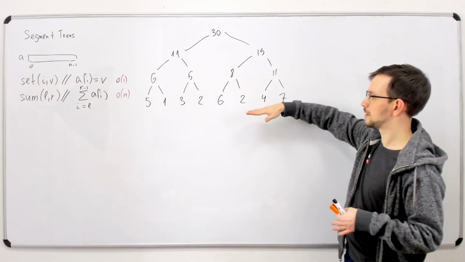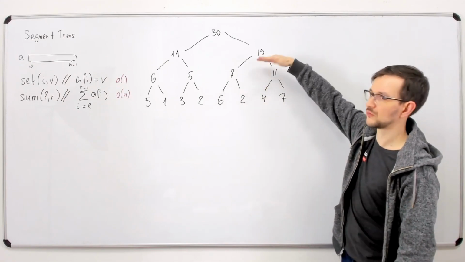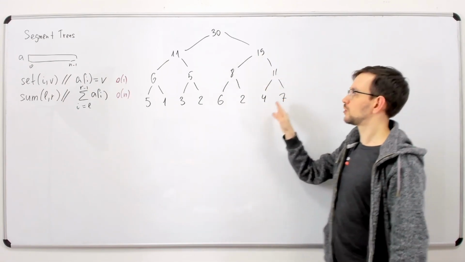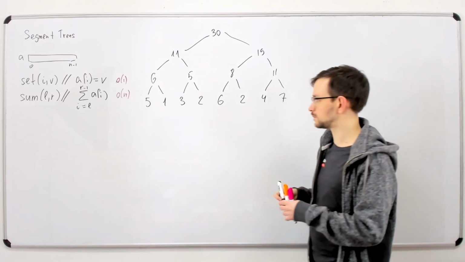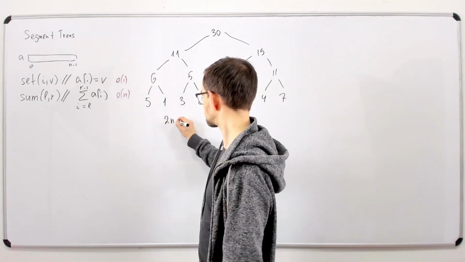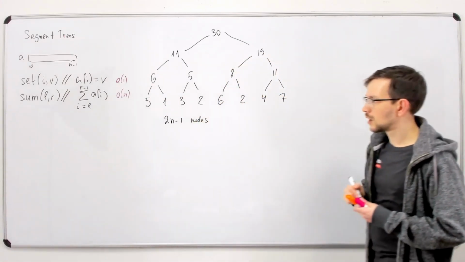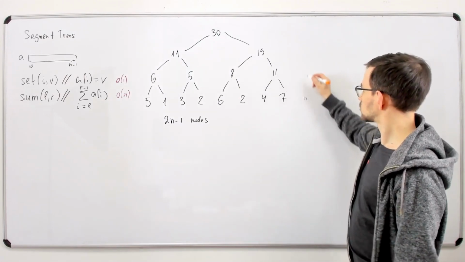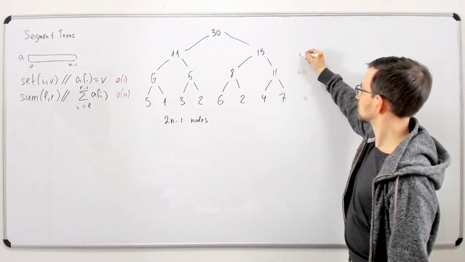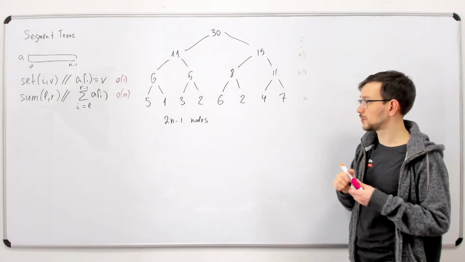So we just build this tree layer by layer. We put in the first layer, then build the second layer, third layer, and so on. The total number of all elements in this tree will be 2n minus 1. Why is it 2n minus 1? Because here we have n nodes, here we have n over 2 nodes, n over 4 nodes, and so on. The total number of all elements will be 2n minus 1.